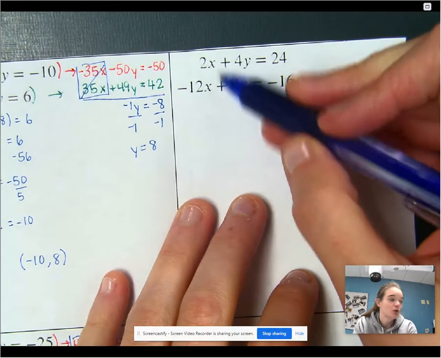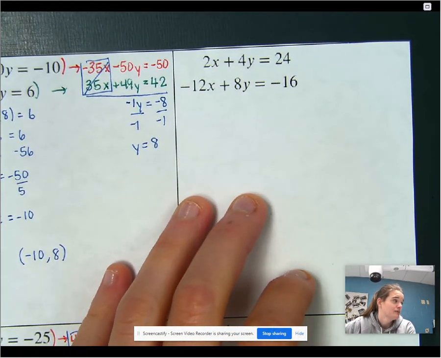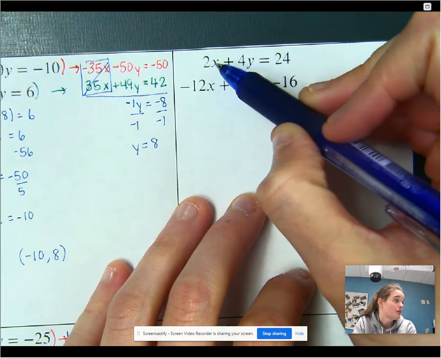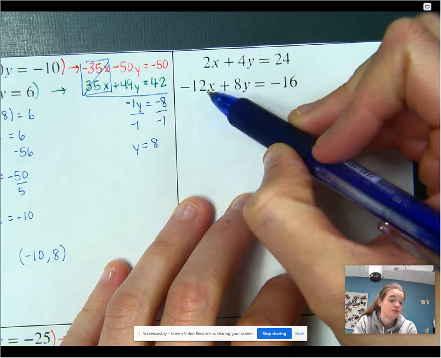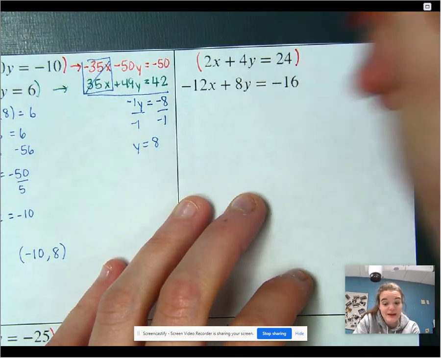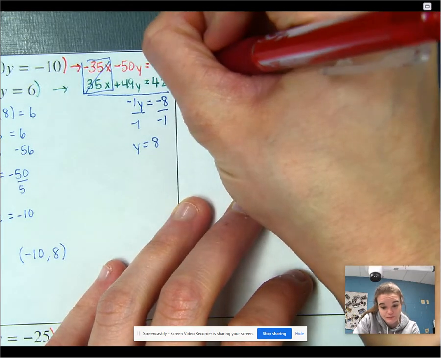Alright, this is one you don't have to swap, but you might have. You can put a 12 up here and a 2 down here. I don't have to swap though, because I can multiply 2 by something to get 12. And that's what I'm going to do. But if you swapped, you will get the same answer, just different work.